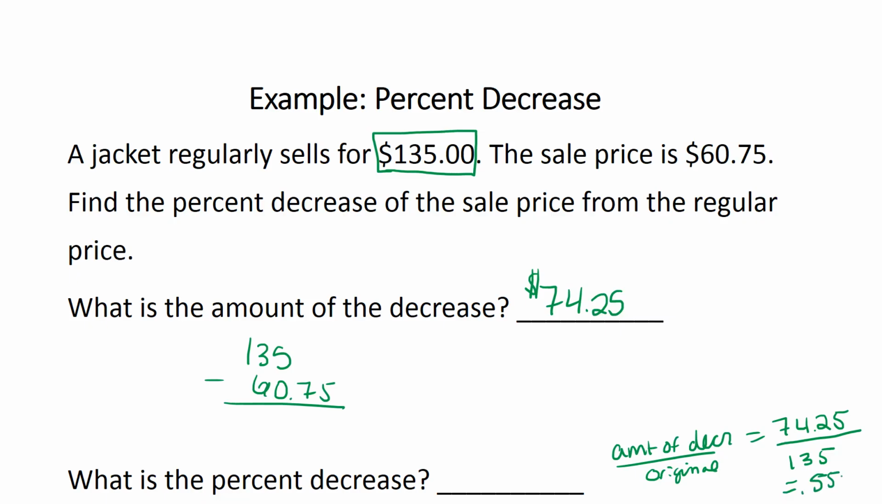And this is not a percent. Remember, if it asks you for a percent, what is the percent of the decrease? You have to change it to a percent by multiplying by 100. 0.55 times 100 is 55%.